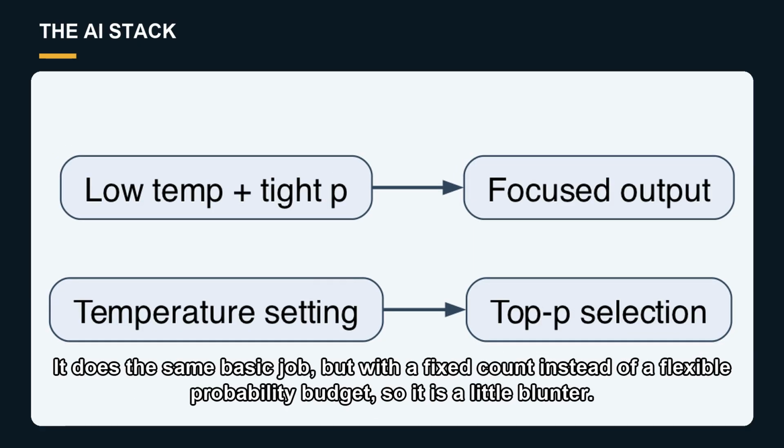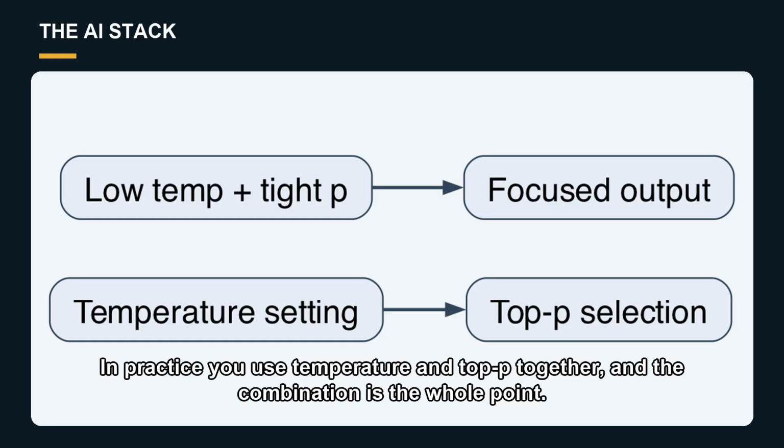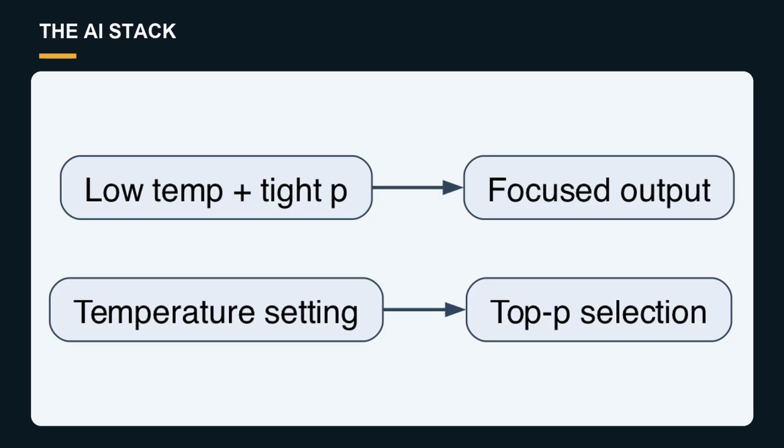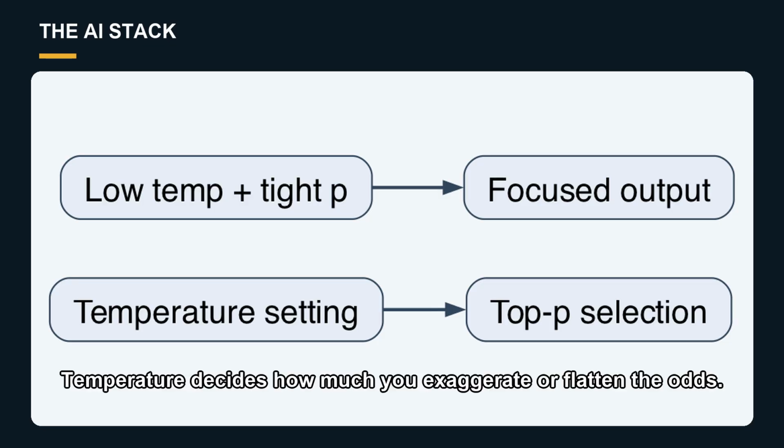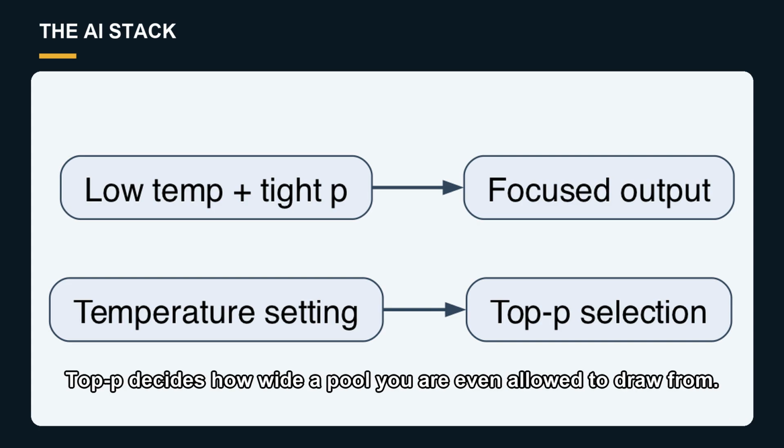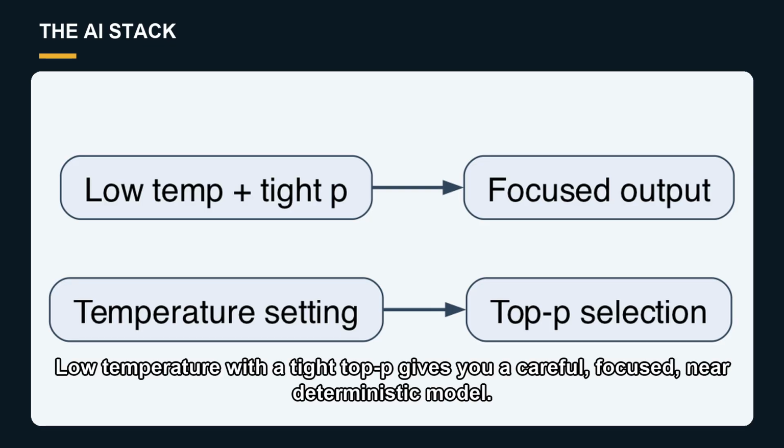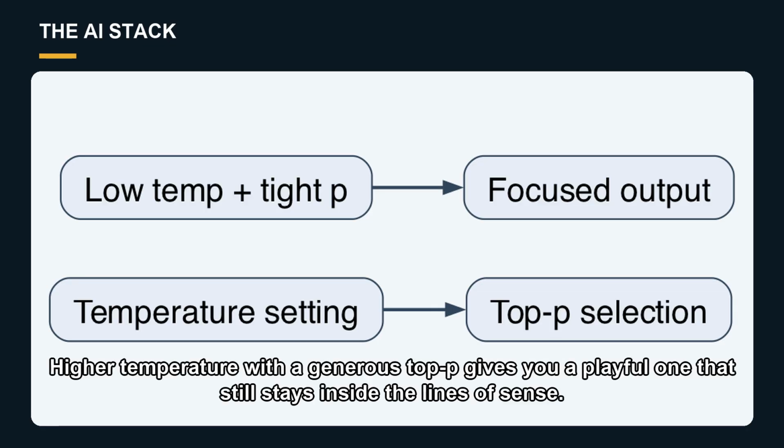It does the same basic job but with a fixed count instead of a flexible probability budget, so it is a little blunter. In practice, you use temperature and top P together, and the combination is the whole point. Temperature decides how much you exaggerate or flatten the odds. Top P decides how wide a pool you are even allowed to draw from. Low temperature with a tight top P is a careful, focused, near-deterministic model. Higher temperature with a generous top P gives you a playful one that still stays inside the lines of sense.